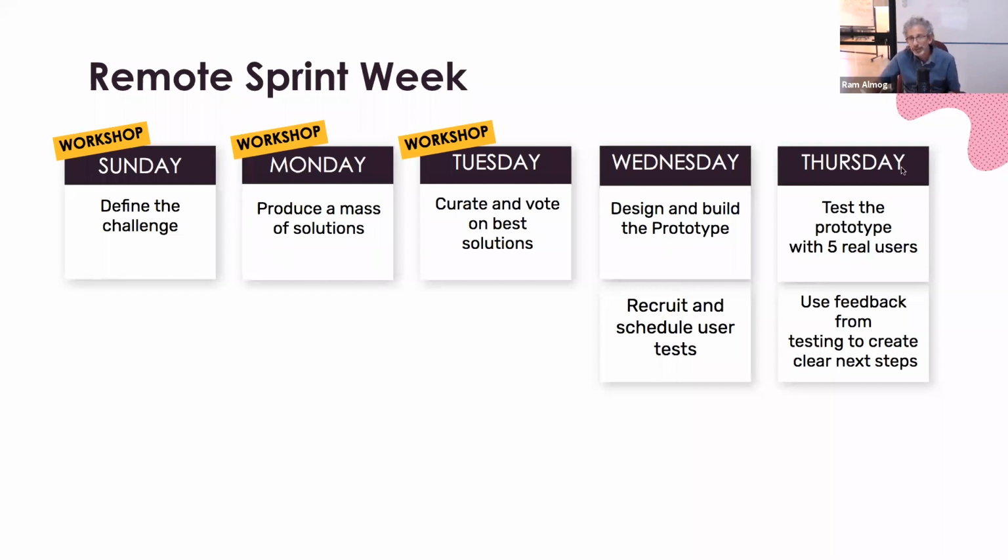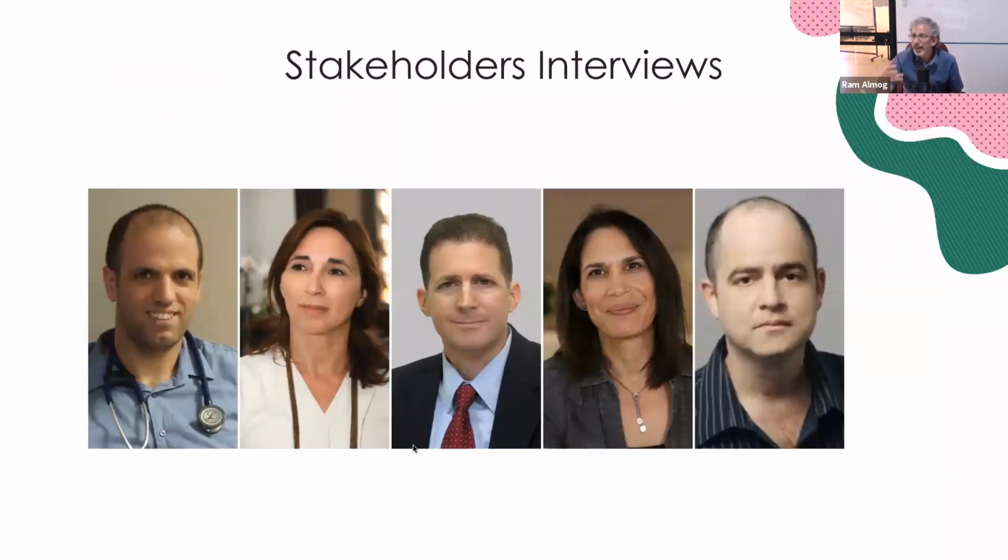But if you look at the process, it's just the same. We define the challenge, we produce mass solutions, we curate and vote, and then we build a prototype and test. Then, to save as much time as we can, we did as much as we could on a one-on-one basis before the sprint. And this is good practice for any sprint. Before we do any sprint, we talk one-on-one with all of the key stakeholders. This is good to understand the politics, understand the ideas, and just invoke the team to come up with ideas.